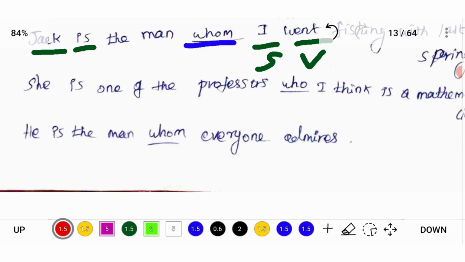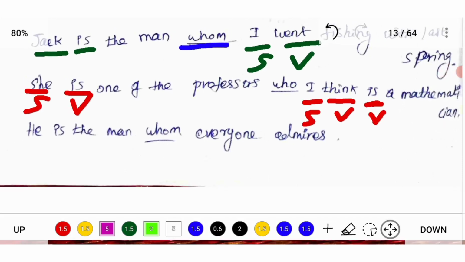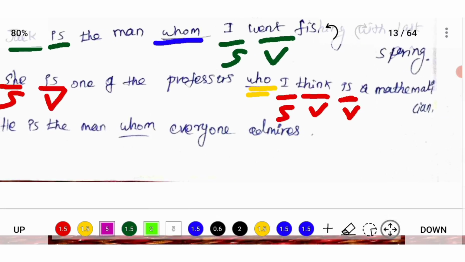See the next example. She, subject, is, verb. I, subject, think, verb. Again is, verb. In the sentence there are two subjects and three verbs. We need one subject to equalize the subject and verb count. So here we use who, the subjective case pronoun who. She is one of the professors who I think is a mathematician.